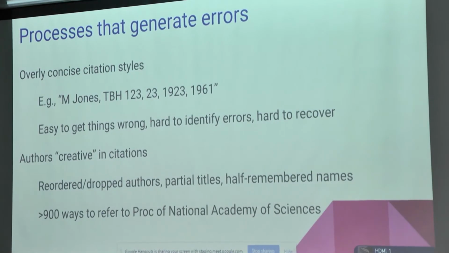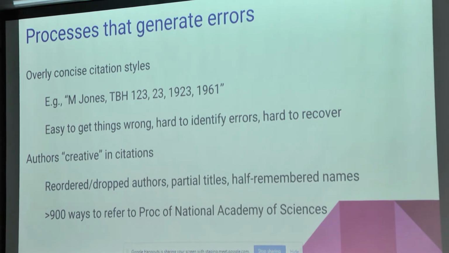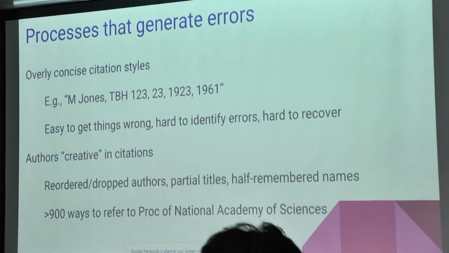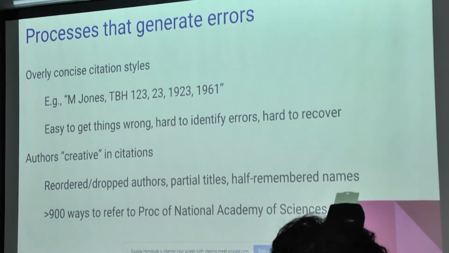Authors, of course, since they have a page limit of 12 pages, 14 pages, 16 pages, try to get creative to pack these reference lists in as small a space as they possibly can. So what we see is the gamut of the entire set of errors. Authors, titles, names, translations, you name it, you see it. In Islam, there are 99 names of God. We have seen more than 900 ways to refer to a single journal, the Proceedings of the National Academy of Sciences. Next slide, please.